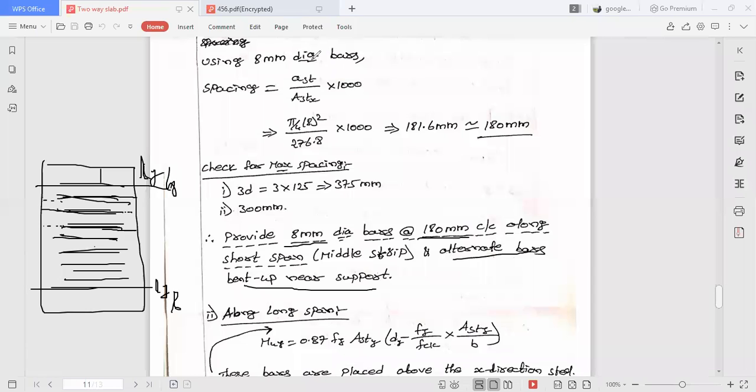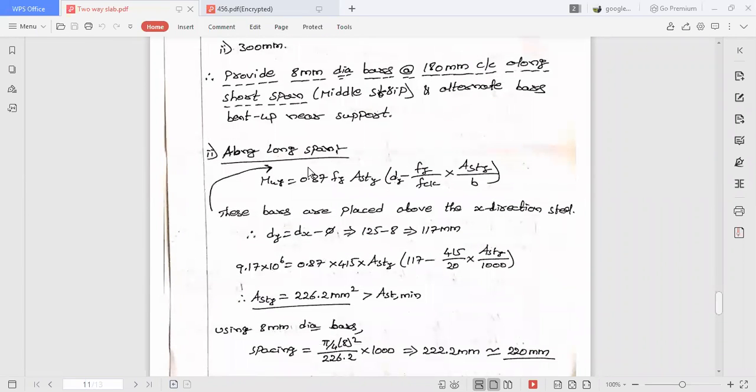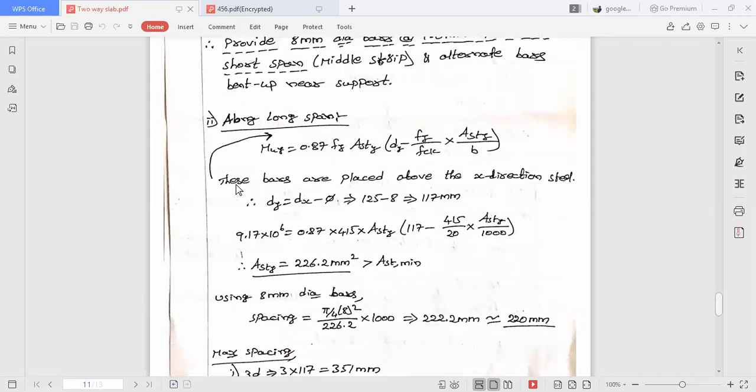Now this is completed along the short span. Now let us see the long span. Same procedure, no change at all. Along the long span, here important discussion: always longer span bars are provided above shorter span bars.